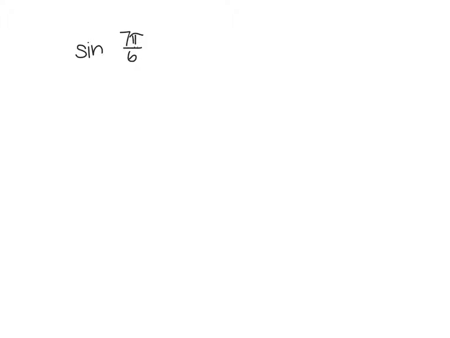Alright, so what if we had to find the exact value of the sine of 7 pi over 6? That's not a quadrantal angle. That's not an angle in a special right triangle. So we better graph it and see what we're working with.